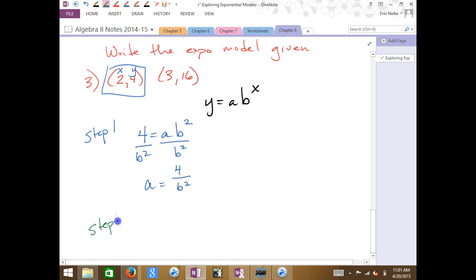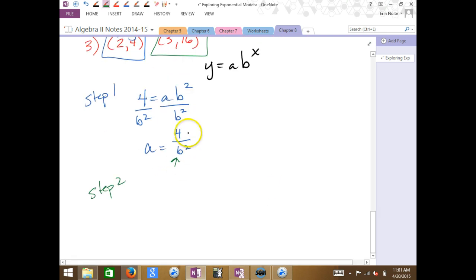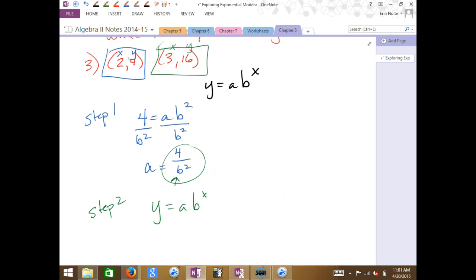Step 2. In step 2, I'm going to use the second ordered pair, and I'm going to do the same thing. I'm going to plug the x in, plug the y in, and plug the a in. Where's the a? Right there. Remember, I'm going with y is equal to a times b to the x. What is the y of the second point? 16 is equal to a. What is a? 4 over b squared times b to the third power.